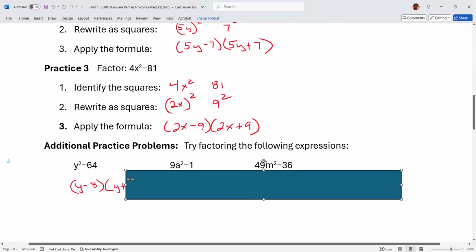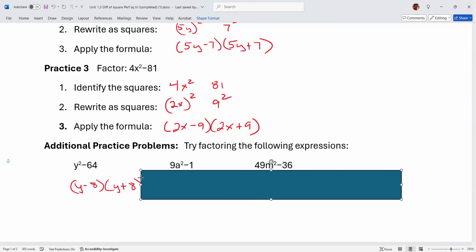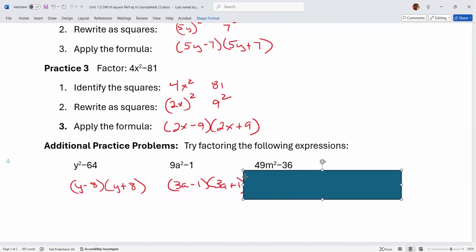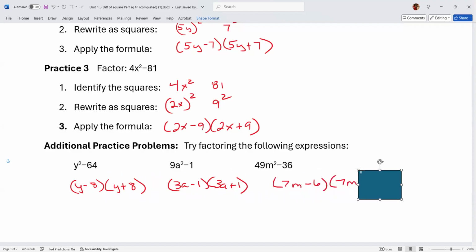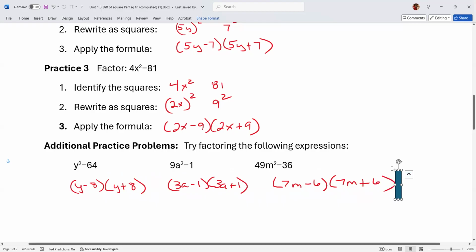y minus 8, y plus 8, because 64 is a perfect square, as is y squared. 9a squared minus 1 is going to be 3a plus 1, 3a minus 1. The order doesn't matter, the plus or minus. And then 49m squared minus 36, they're all perfect squares. So 7m minus 6, 7m plus 6. Okay.